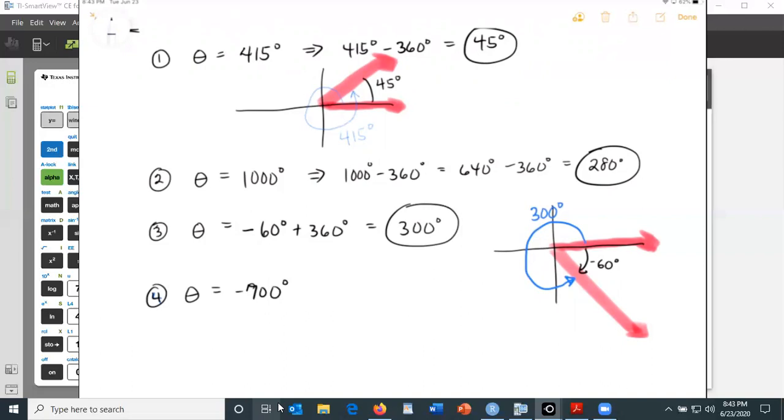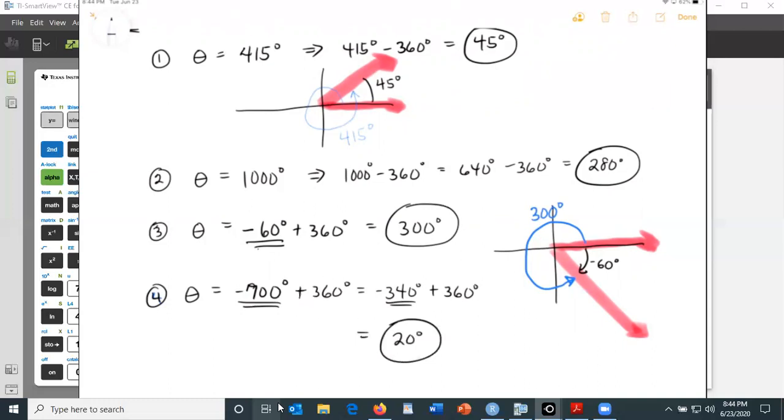All right, so again, this is negative, so we're going to have to add 360. So that will give us negative 340. Now, is that between 0 and 360? No. So that means we've got to add 360 again. And then that will do it. That will give us positive 20 degrees.